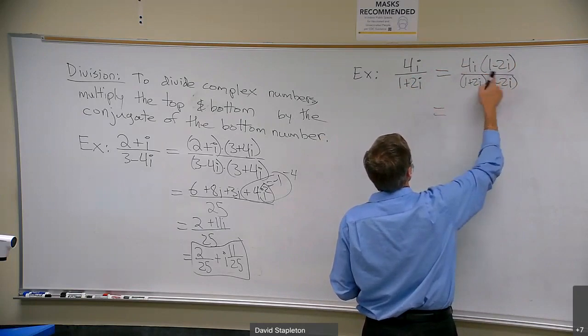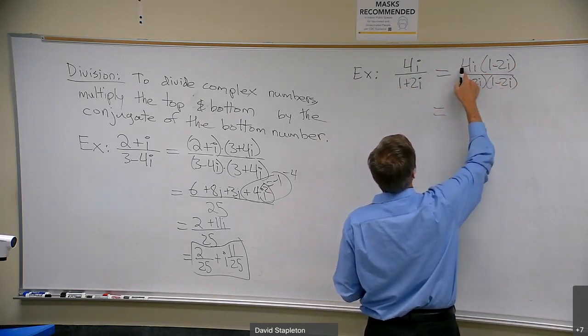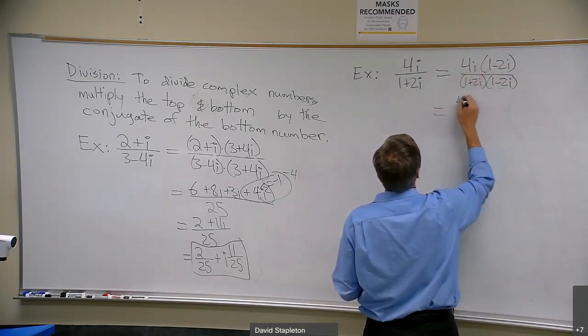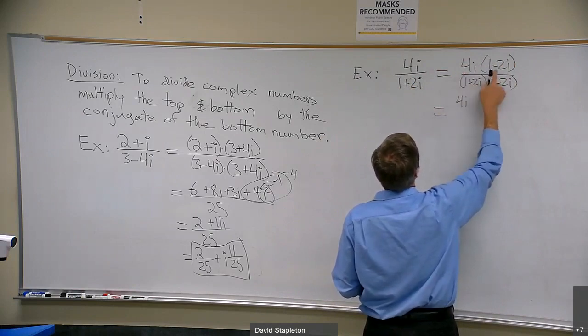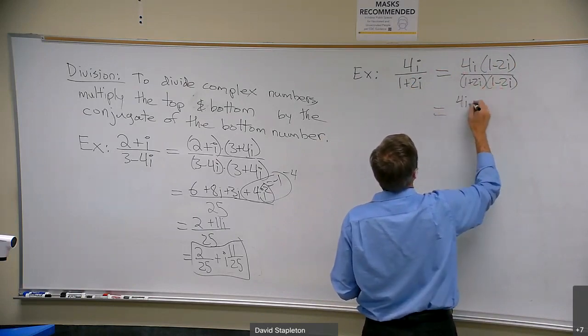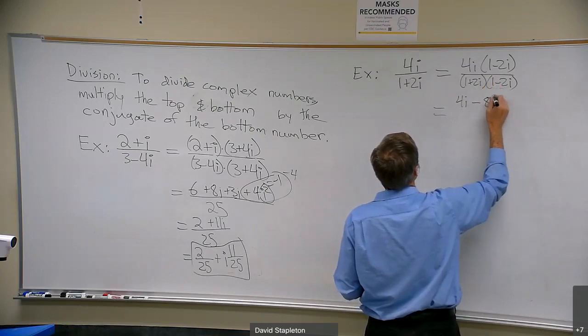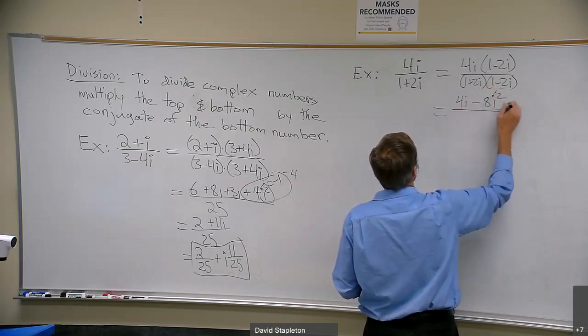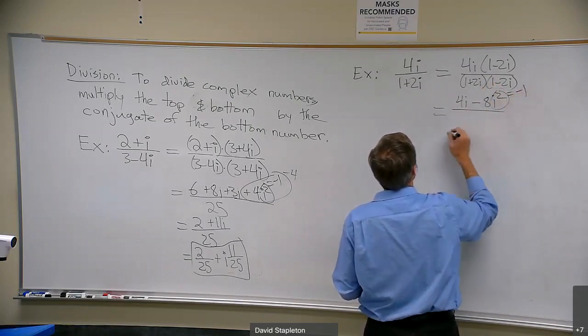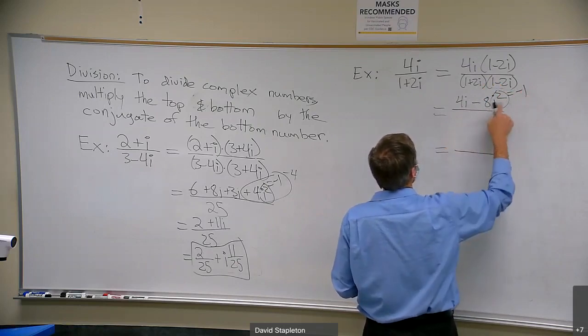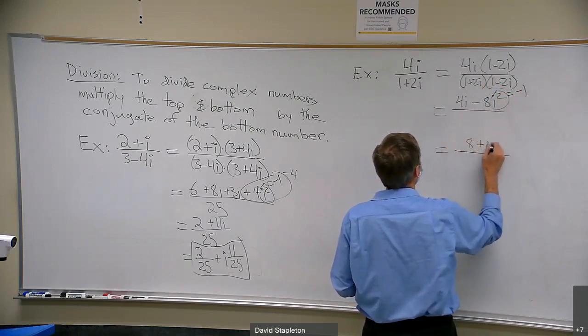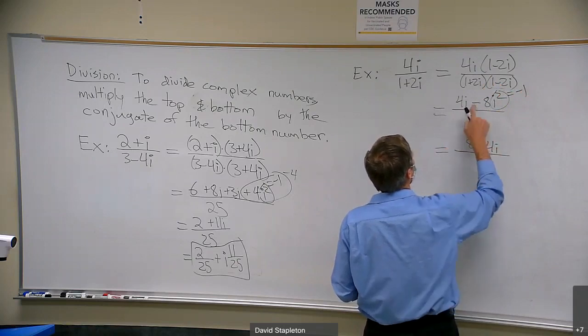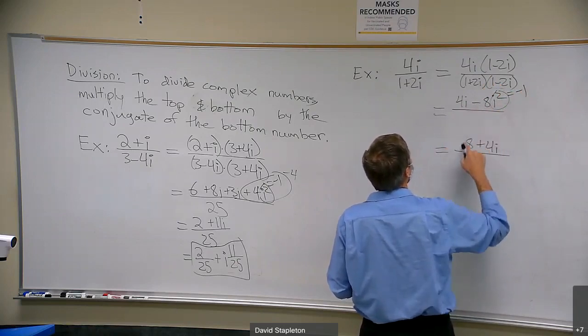On the top, this time I FOIL. I don't have a real part here, so I just take 4i times 1, which is 4i. Minus 4i times 2i is minus 8i squared. But i squared is negative 1. So the numerator becomes 8 plus 4i. Right? Minus a minus 8, plus 4i.